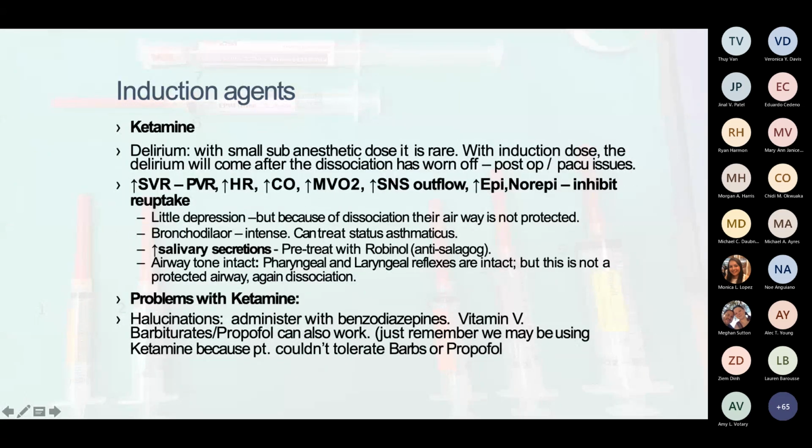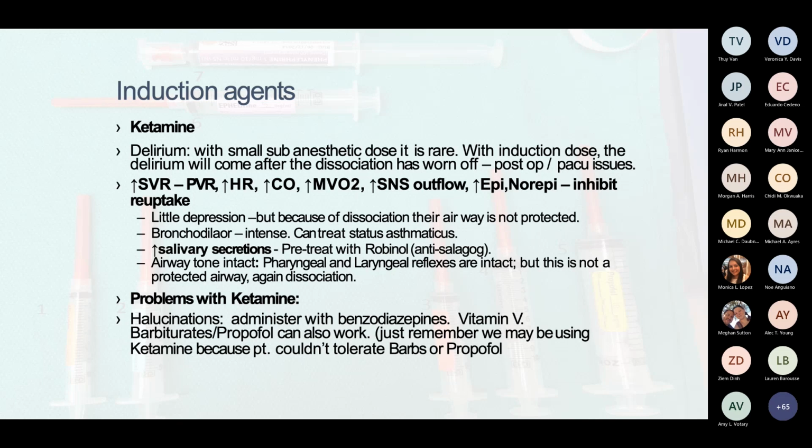Other things with ketamine, the delirium is kind of the biggest side effect we worry about, but it's not very common if you do small doses. Even with the induction dose, if you don't redose it, a lot of times you're okay. The only time I've had it was when I gave a substantial amount over several hours. Nice things that come out of it, it increases your SVR and PVR, your heart rate, your cardiac output. So if you have somebody that's already hypotensive, it may be beneficial to give them that.